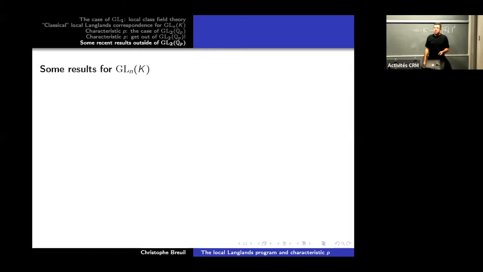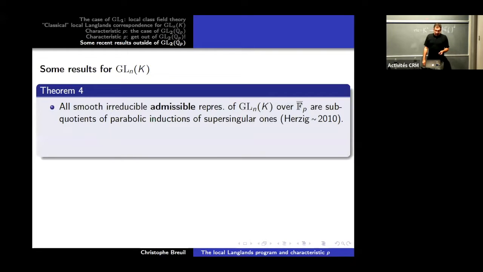First, there are even results for GL_n(K). The following theorem is a nice result of Florian Herzig, from Toronto, not so far from here, which he obtained in 2010. In fact, you can use the supersingular representations to build all smooth, irreducible, admissible representations, like for supercuspidal representations. I added a word here, admissible, that I will explain right after this theorem. Otherwise, they play the role of supercuspidal representations, except we do not understand them.